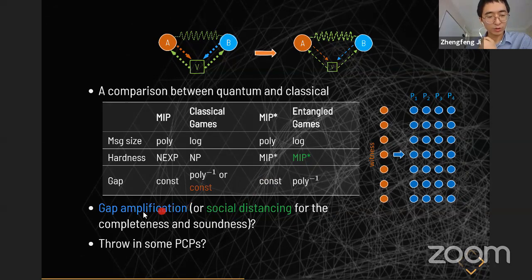So what we want is to try to amplify the gap, and maybe in today's language, it's like social distancing for the completeness and the soundness. And also we know how to do gap amplification in the classical literature. You just use PCP, and the basic idea is whether it's easy to throw in some PCPs and get better results.